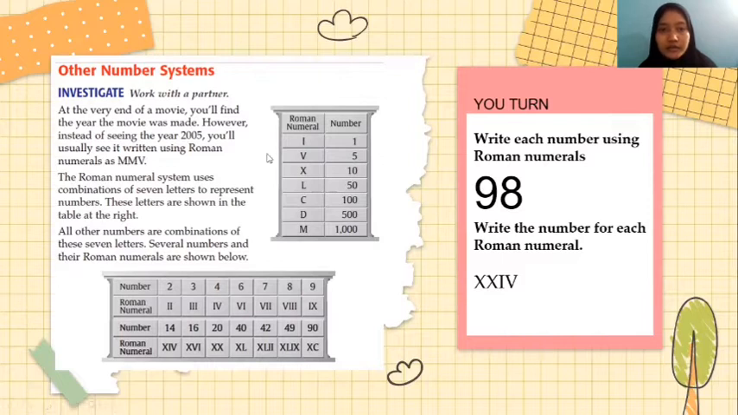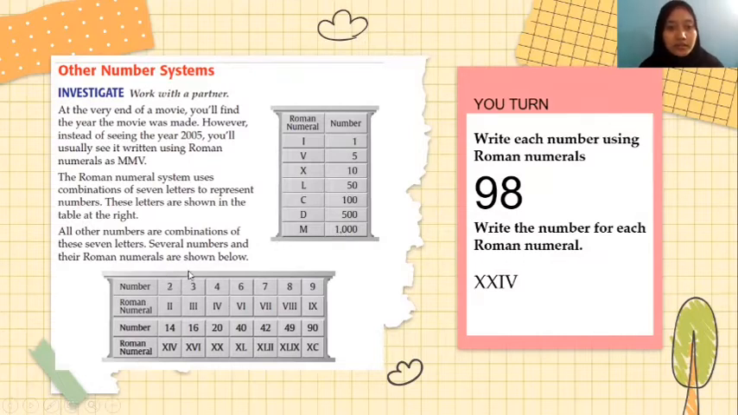I represents 1, V represents 5, X represents 10, L represents 50, C represents 100, D represents 500, and the last one, M, represents 1000.